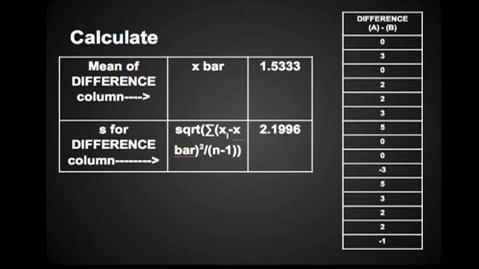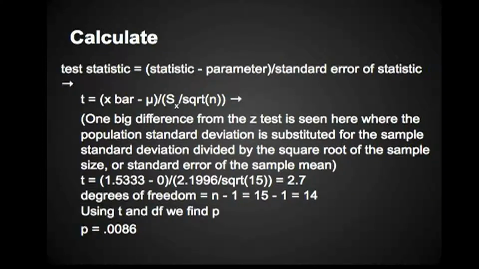Next, we calculate the test. Firstly, the mean of the difference column, x bar, is 1.5333. Using that number, we can then use the standard deviation formula to calculate the sample standard deviation for the difference column, which is 2.1996. Using those numbers, we can then calculate the test statistic, starting with the general formula: test statistic equals statistic minus parameter over the standard error of the statistic. In this case, the t-statistic is equal to x bar minus mu over the sample standard deviation divided by the square root of n, or sample size.